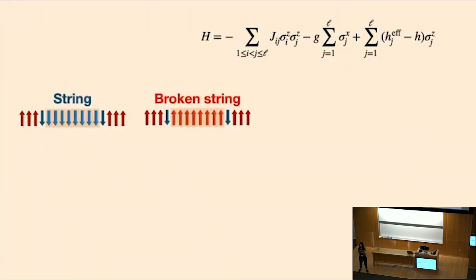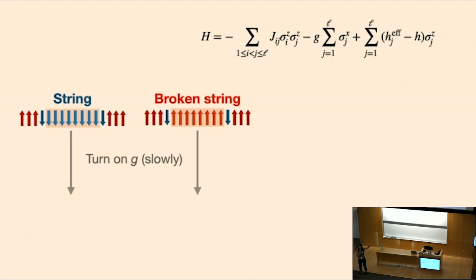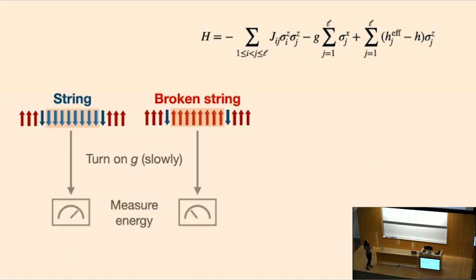Okay, so we want to observe this in the experiment. And the idea, what we do is the following. So it is to start from this string or the broken string configuration, this classical configuration, and then slowly turn on the transverse field. Okay, so not the longitudinal field, so we're not going across this avoided level crossing, we're turning on the transverse field, and so then we measure the energy. The idea is that we do this adiabatically.